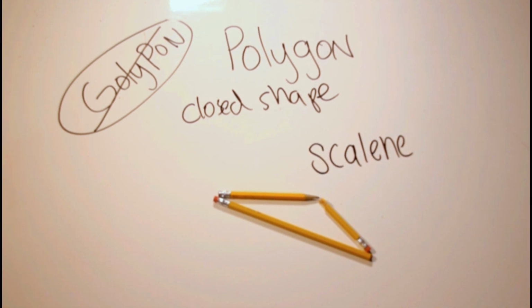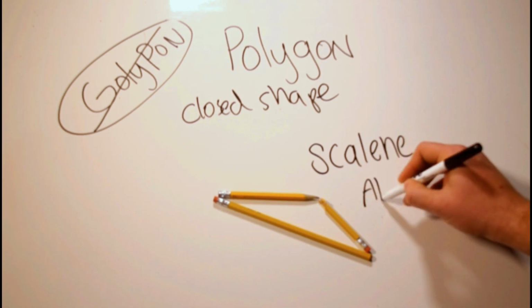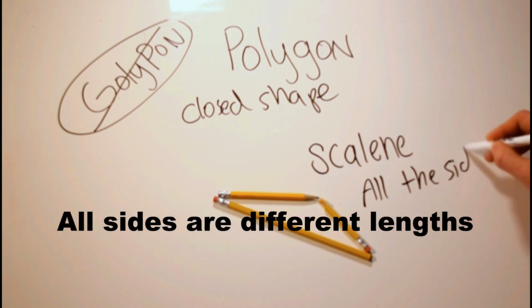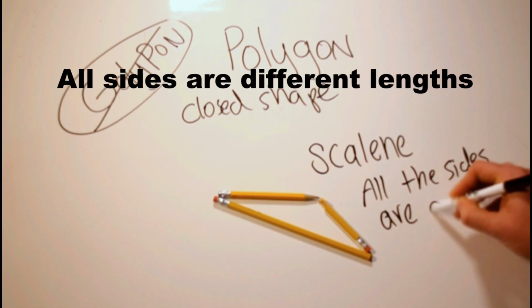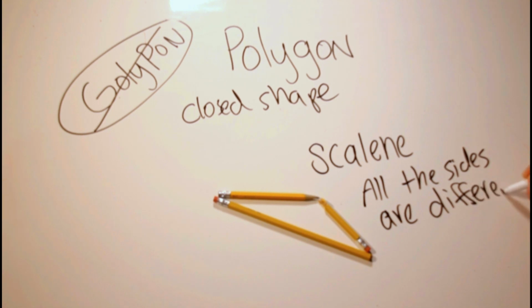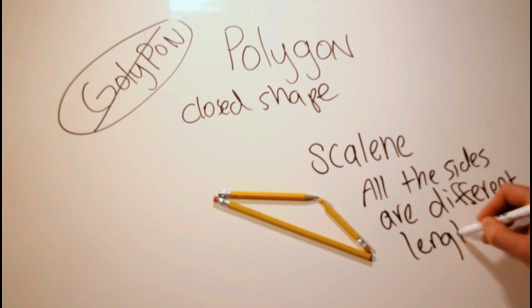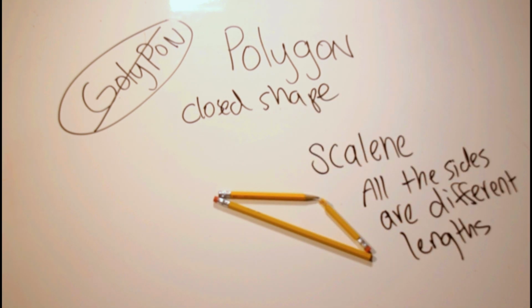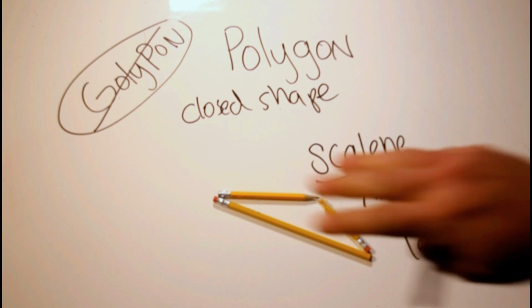But this one is the scalene triangle. Now whenever I hear the word scalene, I think gross. Ew. With the scalene, all the sides are different. So they're all different lengths, which is also going to make it so that the angles are probably different too. Whenever you hear the word scalene, just think, scalene. And that means all the sides are different. So those are our 3 triangles.